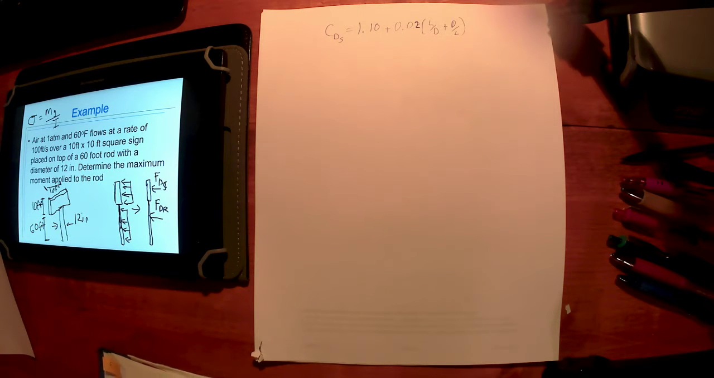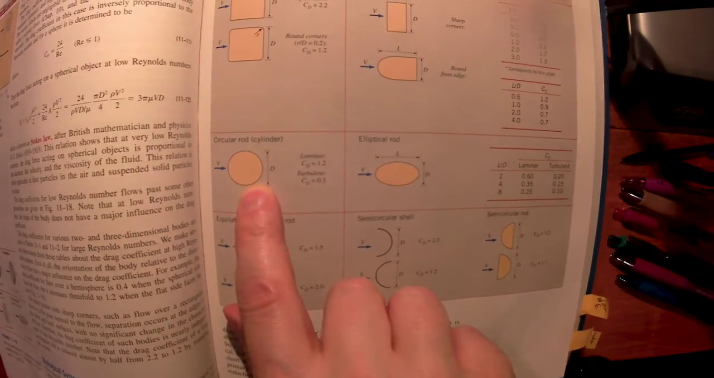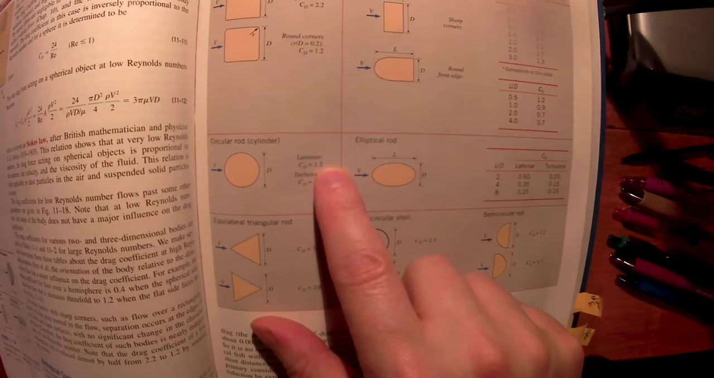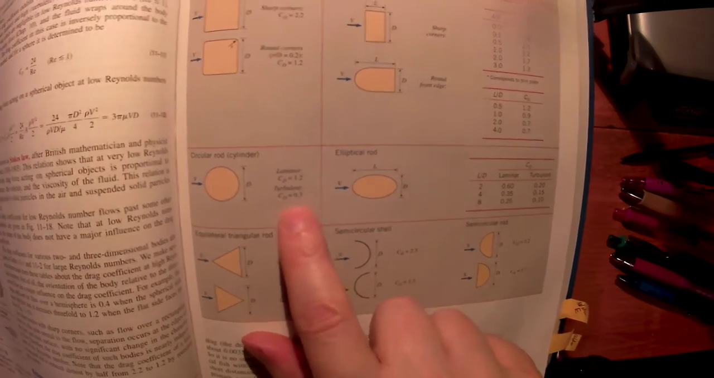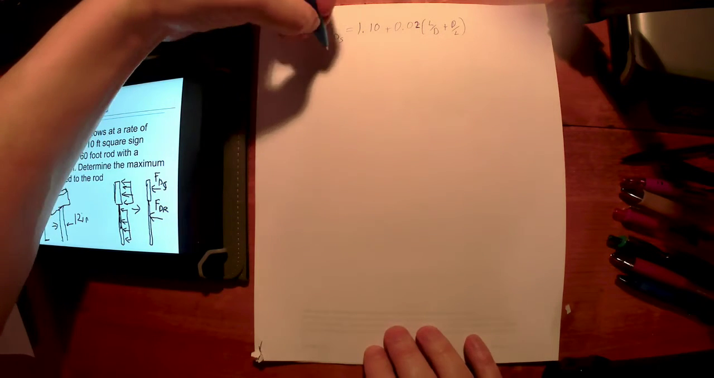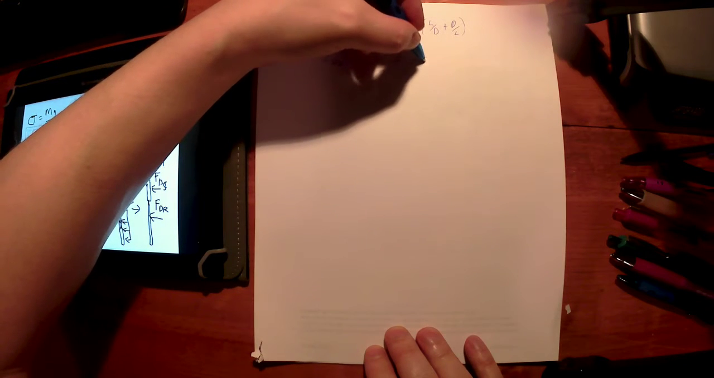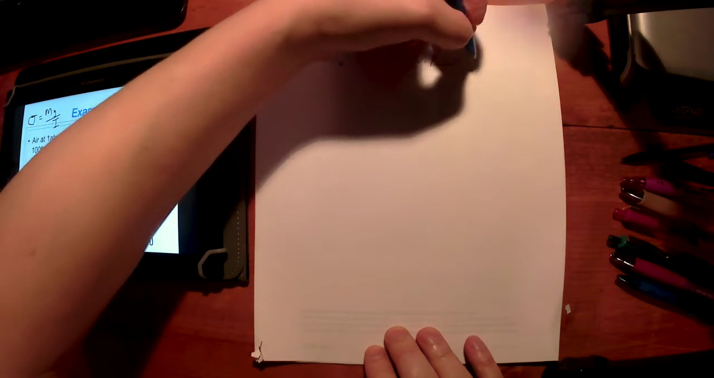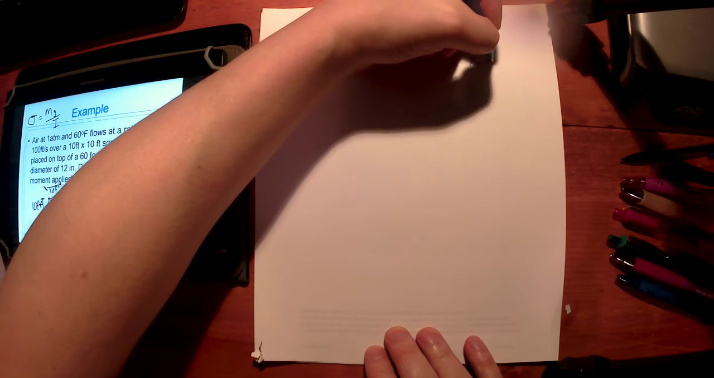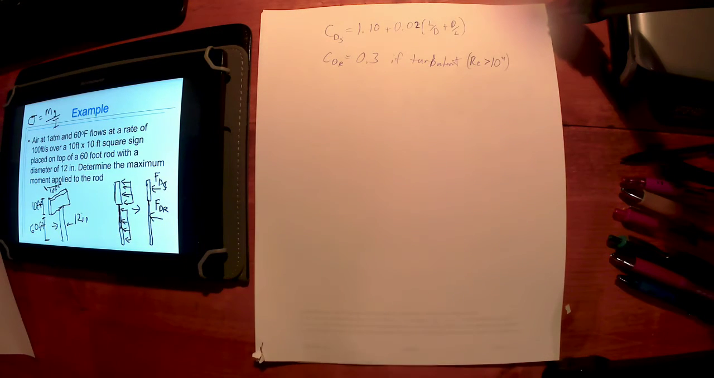Now, on this previous page here, they said that I've got a circular rod. That's what I have. I have a circular rod. And they've given me two different numbers here. They say if it's laminar, use 1.2. If it's turbulent, use 0.3. I'm betting we're turbulent, but we really need to make sure here. Okay? So, if it's turbulent, coefficient of drag for the rod is going to be 0.3 if it's turbulent. Right, and for external flow they're suggesting a Reynolds number greater than 10 to the 4. Okay, so let's see. I'm betting we're way past that.